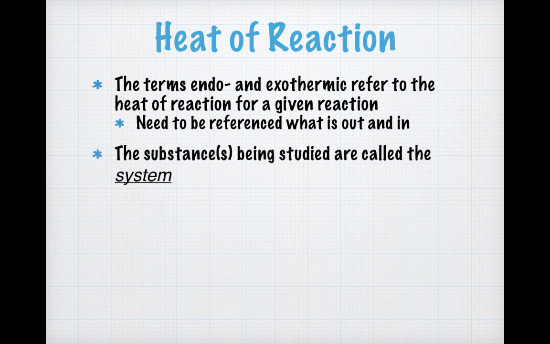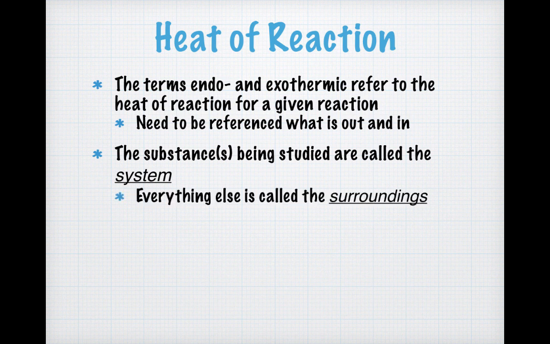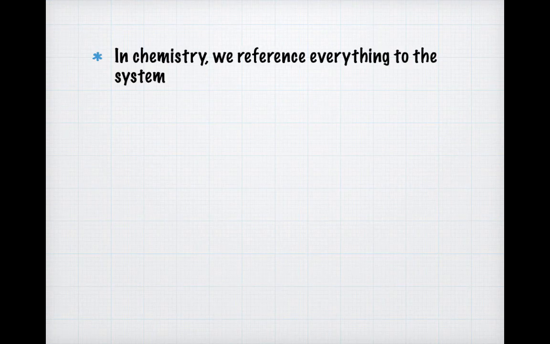And so everything that we do in thermodynamics, as far as a reference, we reference everything around the system. And so the substances being studied are called the system, and everything else is called the surroundings. So only the atoms and molecules involved in a reaction are the system. Everything else around it is called the surroundings. So again, in chemistry, we reference everything to the system.